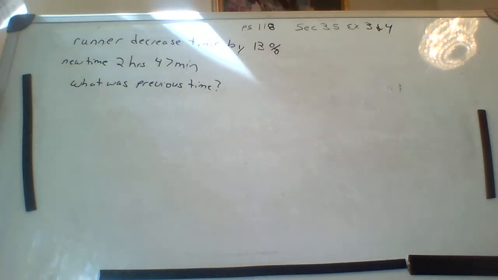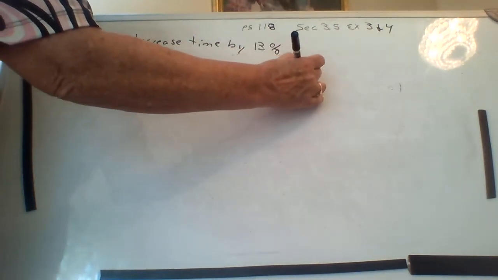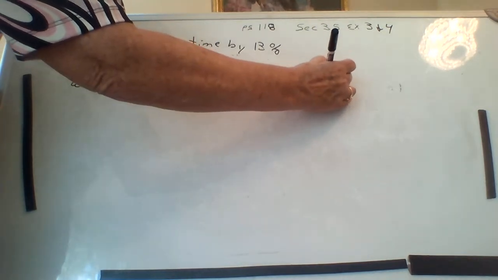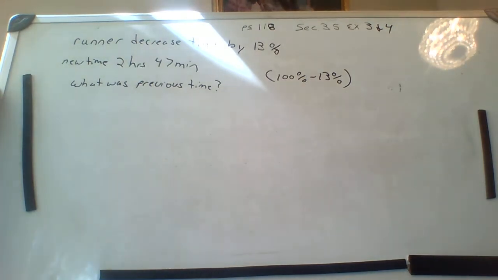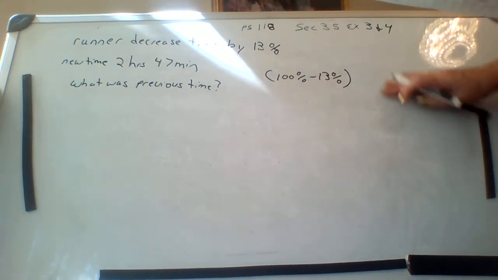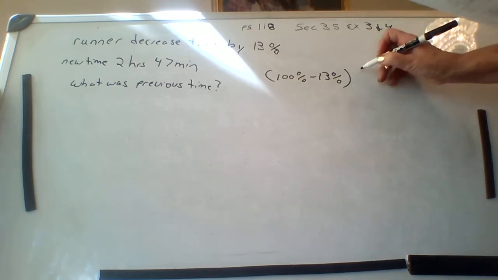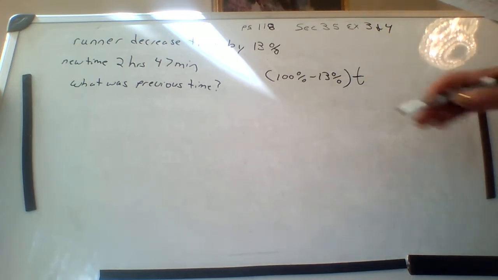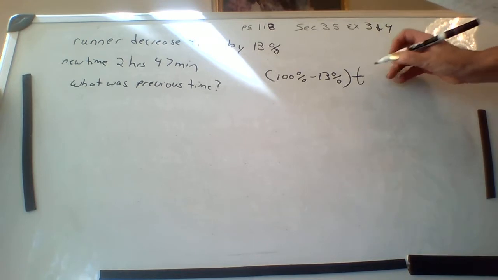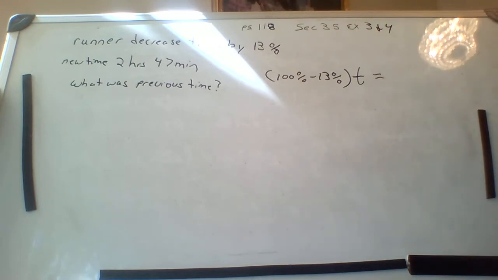So when we're talking about the decrease here, we're going to consider this as 100%, and they're decreasing. He's decreasing it. So we're going to subtract, times the original amount, right? The original time. Well, we don't know what the original time is. That's what we're trying to find out. So I'm going to say T for time, the original time. So he decreased that times the time. But they tell us what that answer is. They tell you his new time was 2 hours and 47 minutes.